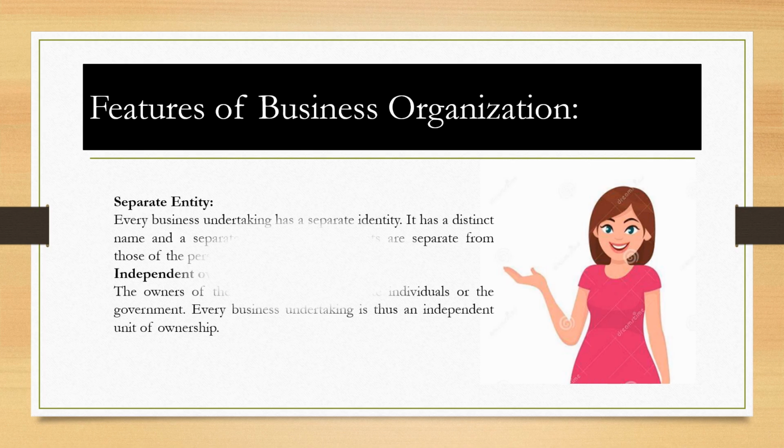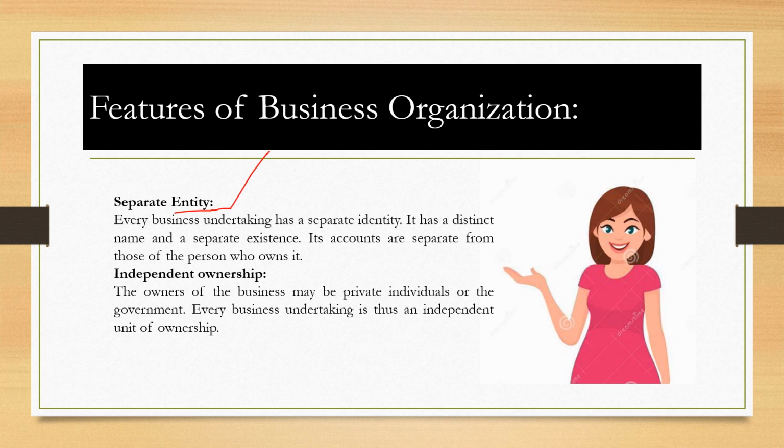So in that, first one is separate entity concept. According to this feature, it has a separate identity. So according to this feature, it has a distinct name and separate existence. That means its accounts are separate from those of a person who owns it. So what do you understand by this? This says business is separate from owner.